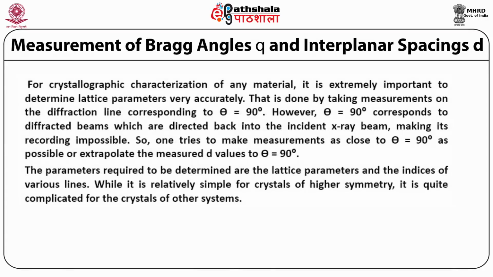For crystallographic characterization of any material, it is extremely important to determine lattice parameters very accurately. That is done by taking measurements on the diffraction line corresponding to θ equal to 90 degrees. However, θ equal to 90 degrees corresponds to diffracted beams which are directed back into the incident X-ray beam, making its recording impossible. So one tries to make measurements as close to θ equal to 90 degrees as possible, or extrapolate the measured d values to θ equal to 90 degrees. The parameters required to be determined are the lattice parameters and the indices of various lines. While it is relatively simple for crystals of higher symmetry, it is quite complicated for the crystals of other systems.